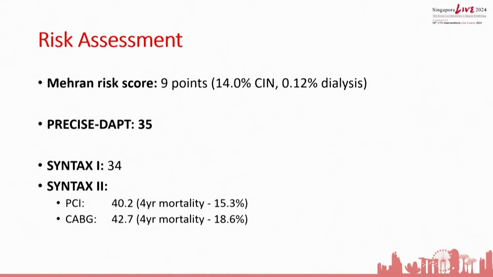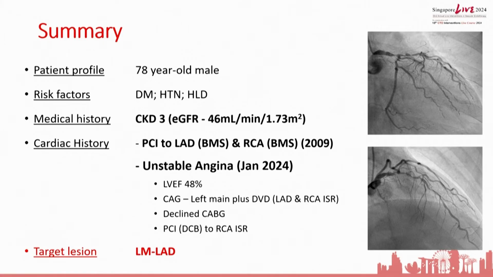Next. So this is the risk assessment for the patient. His Mehran risk score is about 9, so that gives a risk of about 14 to 15% of some kidney injury and about 0.1% risk of dialysis. His SYNTAX score is about 34. Next. So today, just to summarize, we have a patient with a left main double vessel disease, who also has CKD, and we hope to showcase some of the techniques to help reduce contrast load and at the same time achieve good PCI outcomes. Thank you, Jonathan.